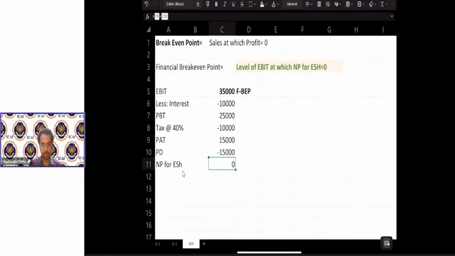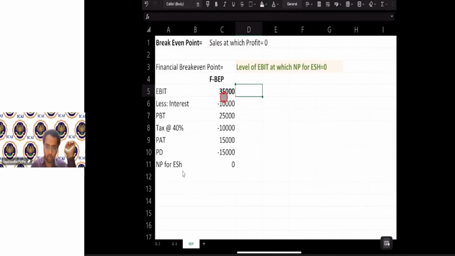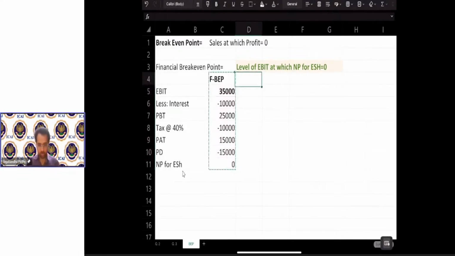Now, suppose this 35,000 wouldn't have been the number, and you want the financial break even point. So at 35,000, we get net profit for equity shareholders as zero. What if my EBIT level is more than 35 or less than 35? So I can simply put up a chart over here. Let me just draw up a chart for you. 35,000, and we'll have numbers which are less than 35,000 also.